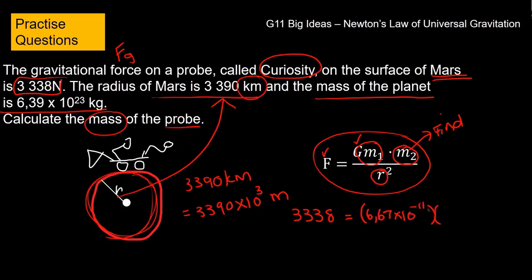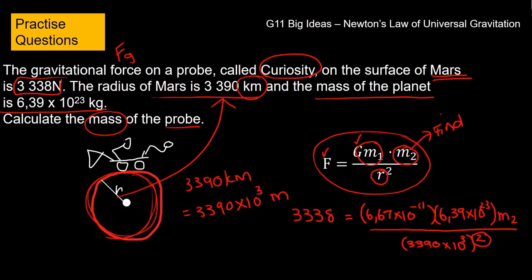We're going to times that by the mass of Mars, which is given to us, so it's 6,39 times 10 to the 23 kilograms, and we want to find the mass of the probe. We're going to divide that by the radius of Mars, which we have already changed into meters, and we need to remember to square it. That is a common mistake. Be wary, be careful. Remember to square it.